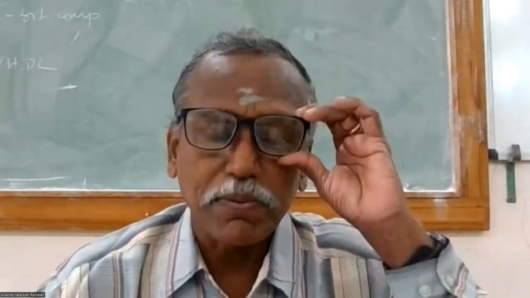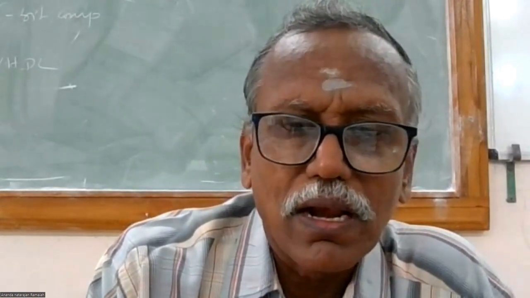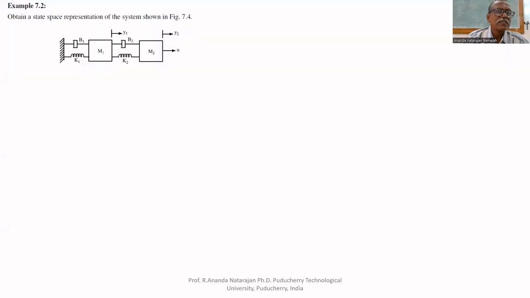Yesterday we started state space analysis. In that, we saw how to model a mechanical system in a state space model. Today, let us see some more examples on that. Obtain the state space representation of the system shown in the figure. We know how to obtain the mathematical model for this.